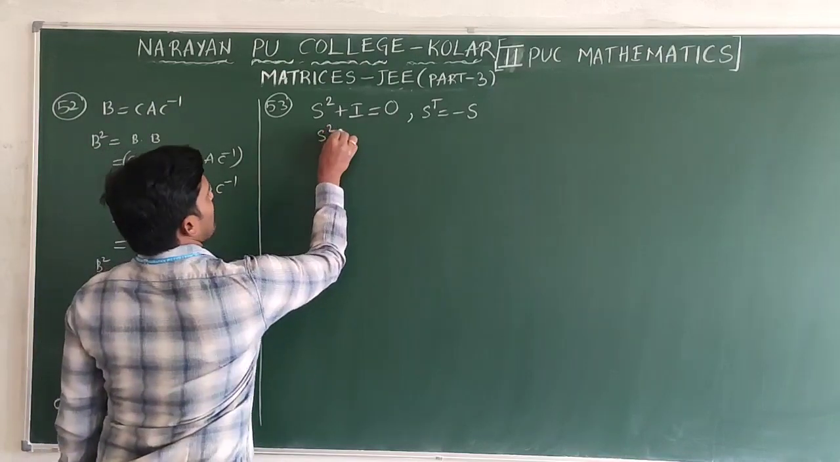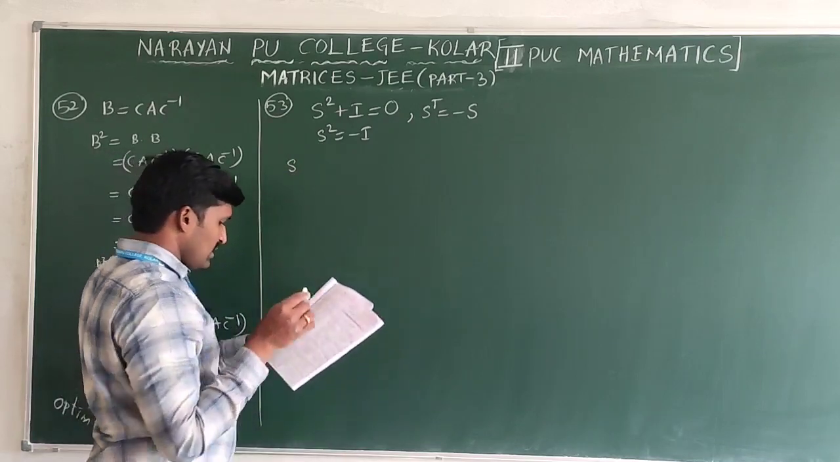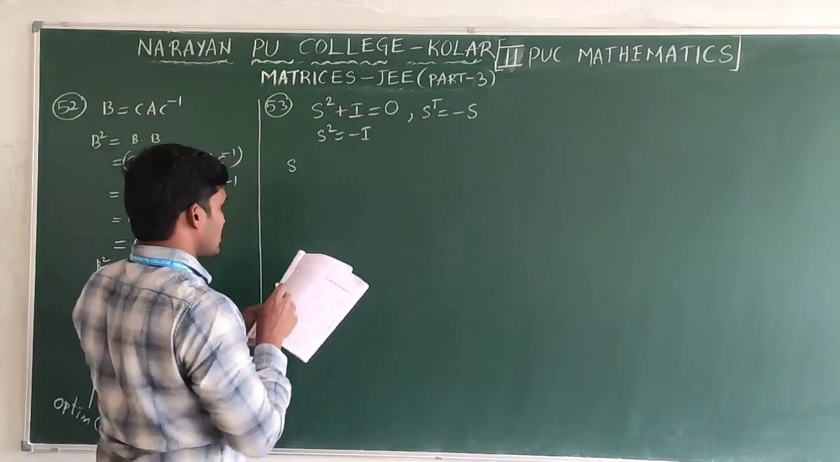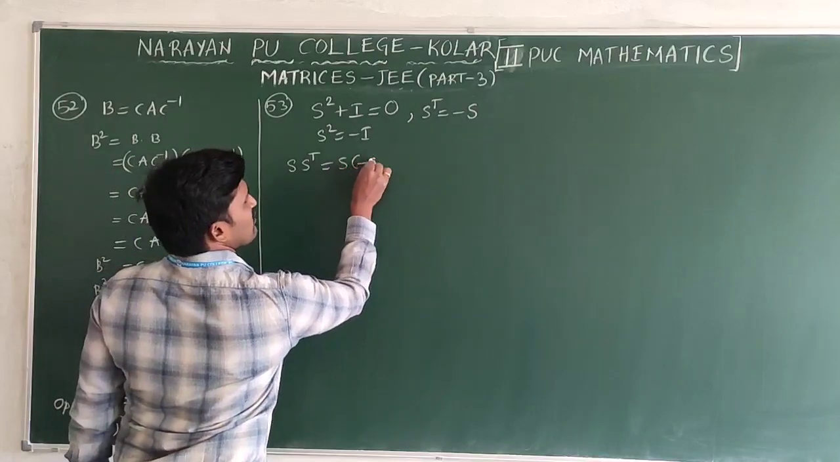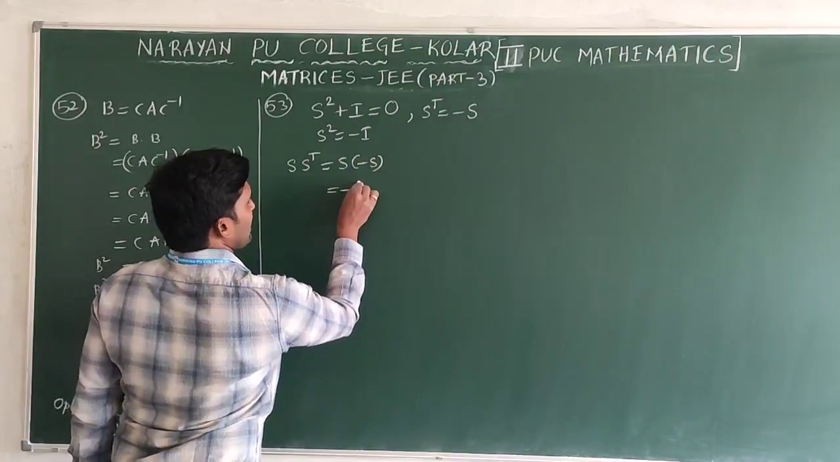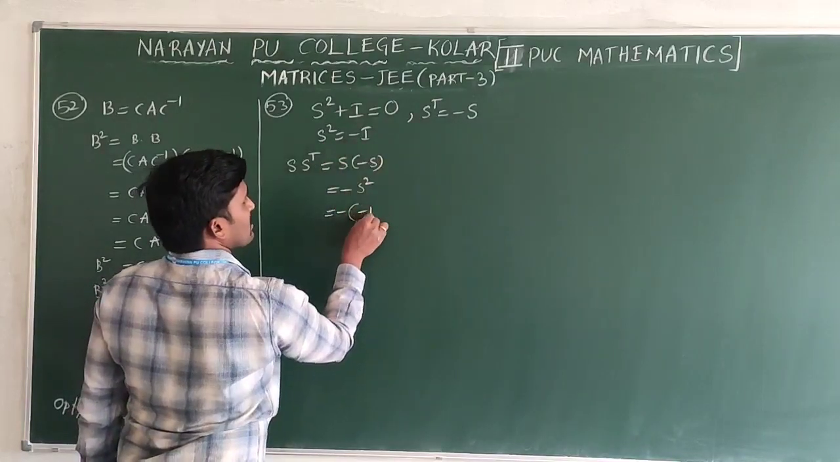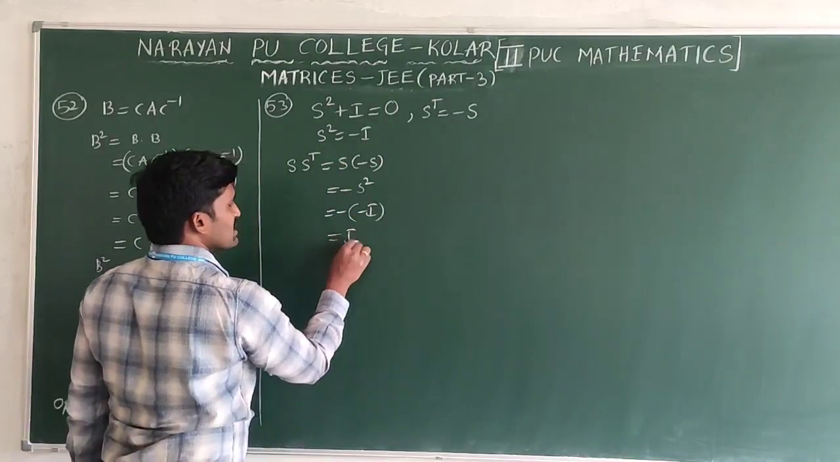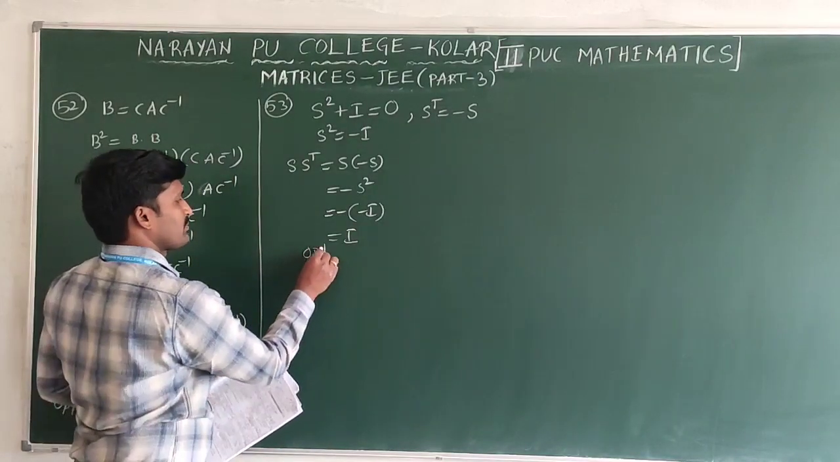Now here S square equal to minus I you will get. What are they asking? S into S transpose. S into S transpose value is S into minus S. That is minus S square. Minus S square value is what? Minus of minus I, minus of minus is plus I. Which option is correct? Option E.